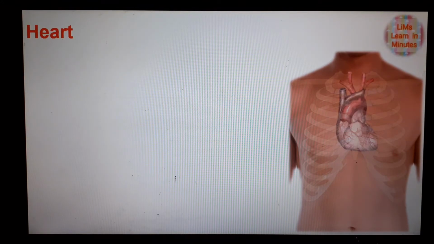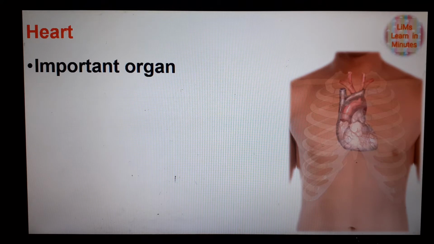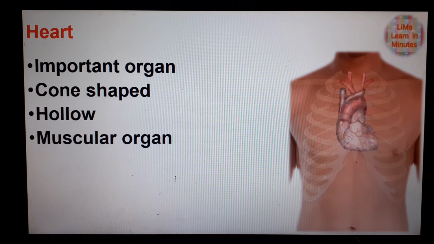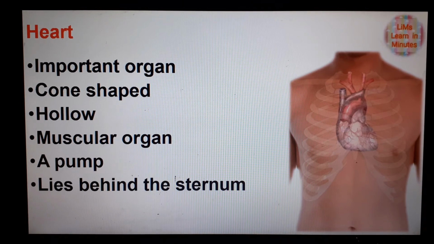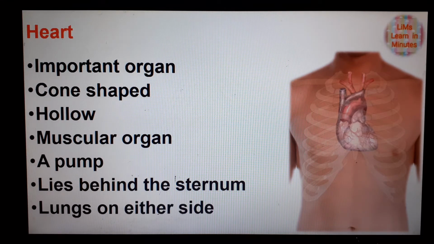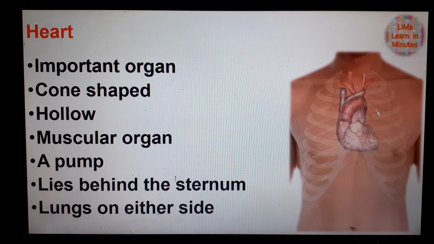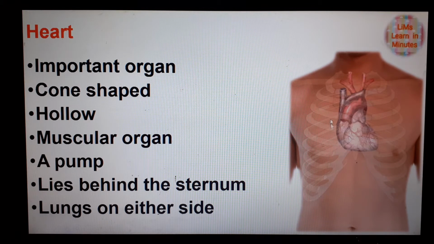The heart is one of the most important organs of our body. It is a cone-shaped, hollow, muscular organ and a pump. It lies behind the sternum. The sternum is the breastbone, with the lungs on either side. It is more to the left side of the body, with its apex pointing downwards and base upwards. You can see the position of the heart here in this figure.